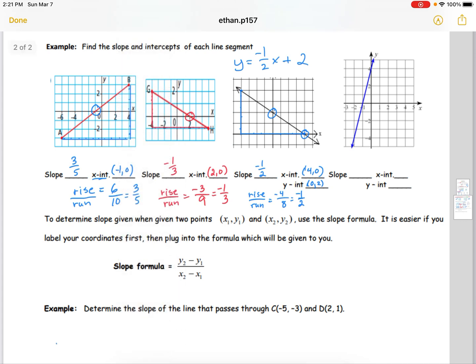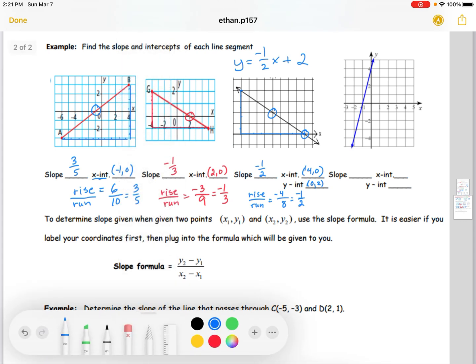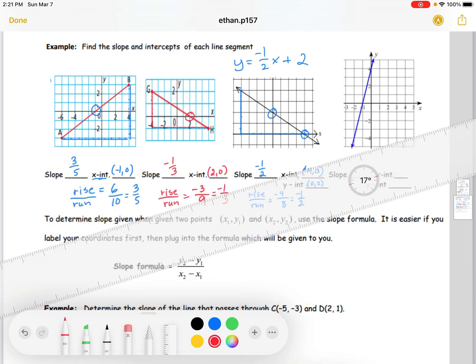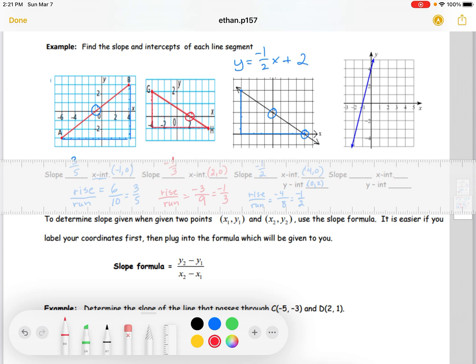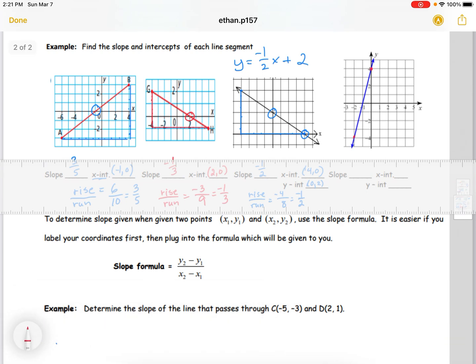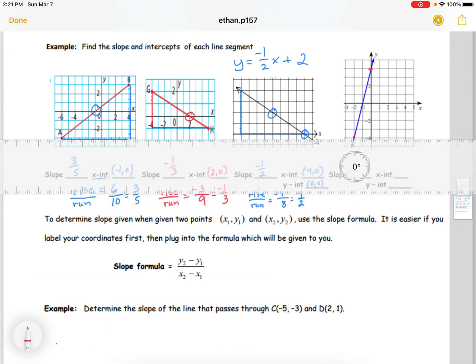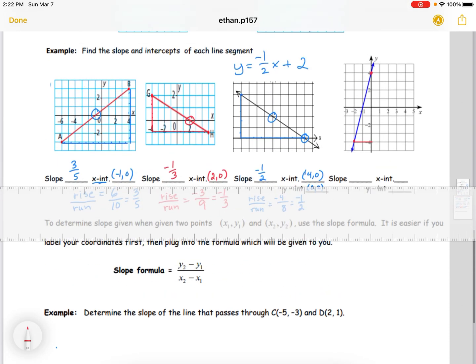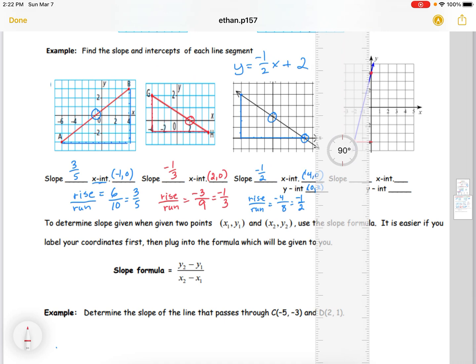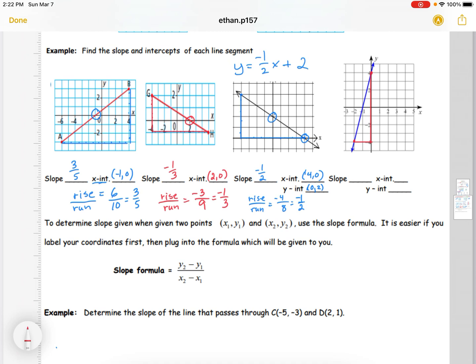Okay, so let's look at this last one here. And my ruler. So I'm going to pick 2 points. I'm going to pick that point there and that point there. So we're going to draw in there. And here. And again, I just like drawing that triangle in because then it really clarifies for me what's going on in terms of that slope.